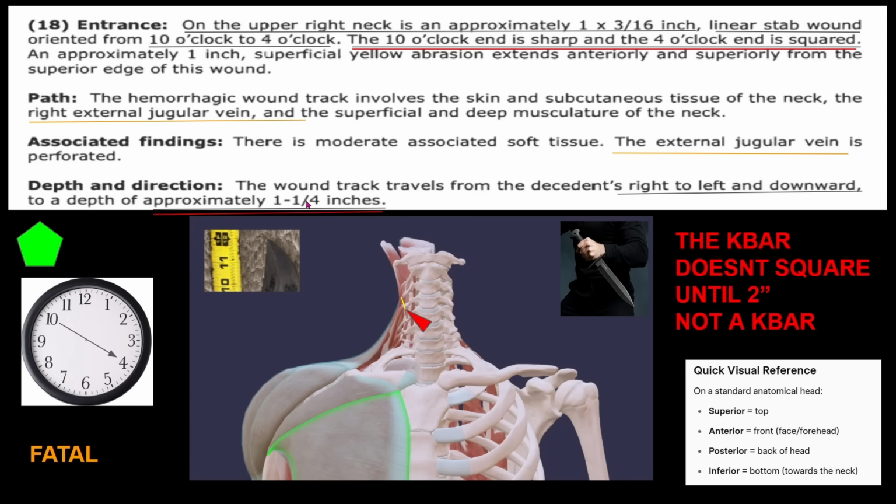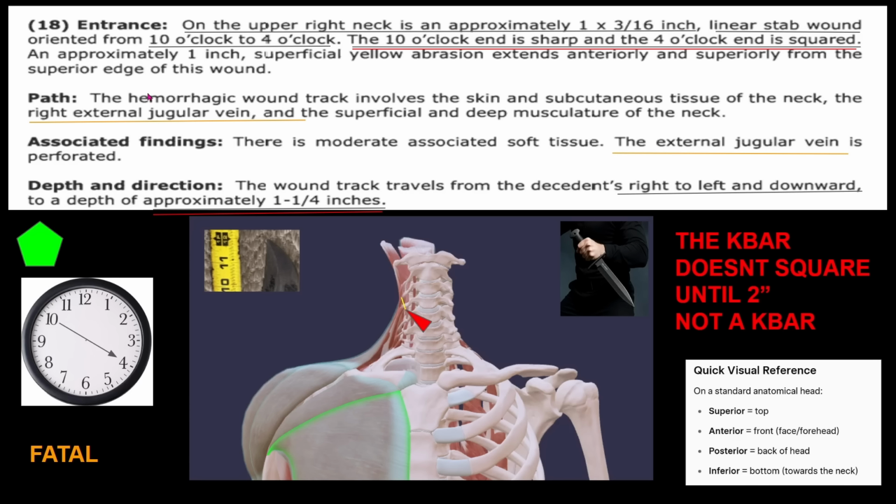It goes to a depth of 1 1/4 inches, which once again on the K-bar, 1 1/4 inches only goes down to right here. It should show double-sided points if it was a K-bar because of the clip point blade. It doesn't. It shows a square end and a sharp end, proving this wound was not made by a K-bar style knife or a clip point knife. Now, one of the things it does talk about, it has a yellow abrasion extending anteriorly, superiorly from the wound, a superficial 1 inch, like a tail that goes superiorly and anteriorly.